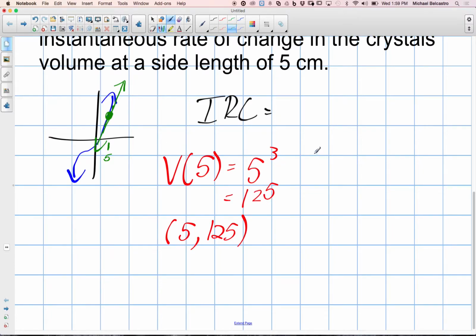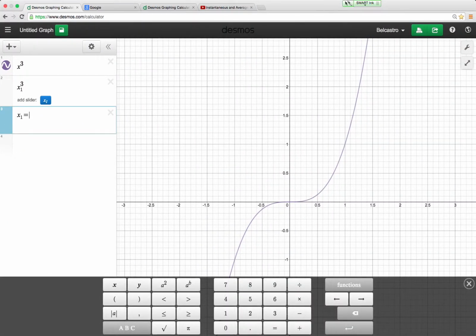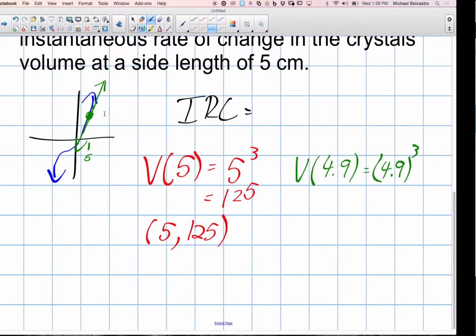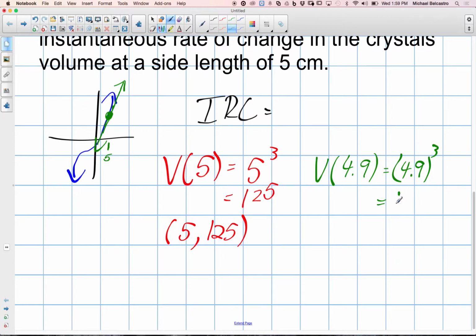Now our other value is we're going to use an x value that is extremely close to the number 5. So let's say volume at, what have they given us here? We could use volume at like 4.9, which essentially gives you 4.9 cubed. And I've built something over here to solve that quickly for us. So 4.9 cubed is roughly 117.649. So again, we have another point, which is very close, but not exact.